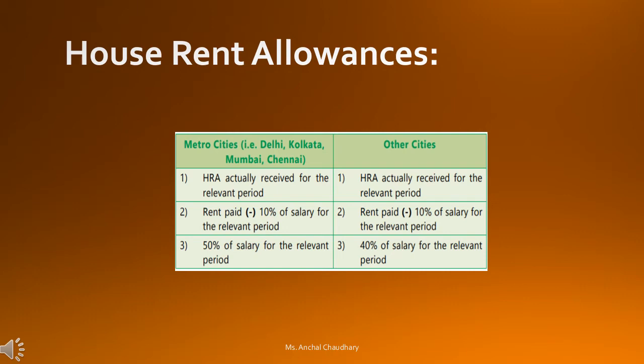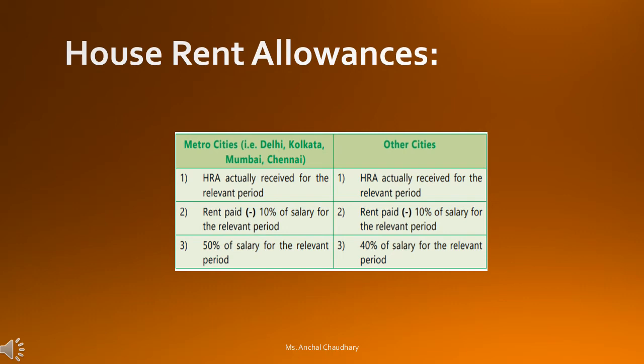First is your HRA, which is actually received for the relevant period. Second, rent paid minus 10% of salary for the relevant period. Here salary includes your basic pay and dearness allowance. And third is 50% of salary for the relevant period. First of all, you have to write down all of these three. Then out of these three you have to select the minimum value, the least value. Whatever the least value you get, that will be your exemption from the tax. That amount will not be taxable.